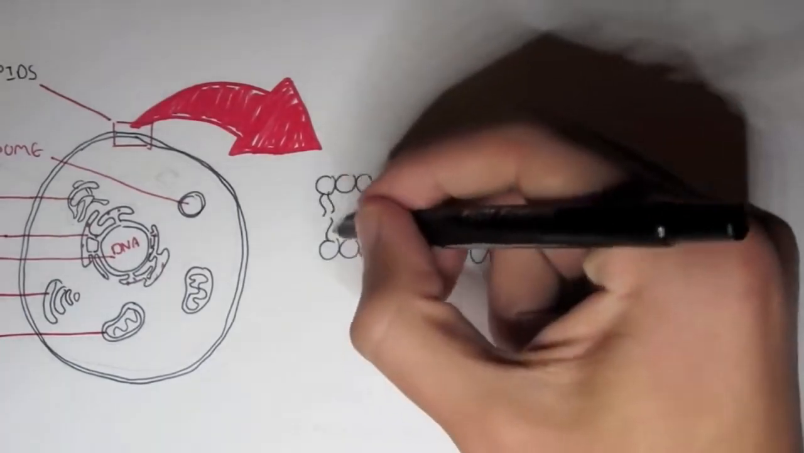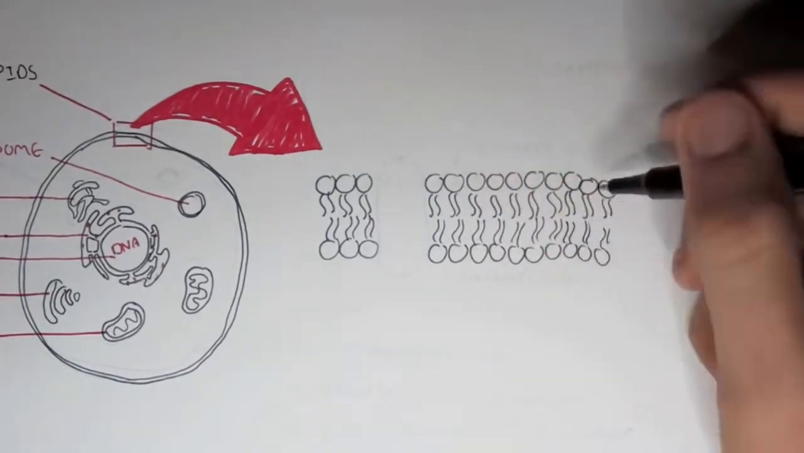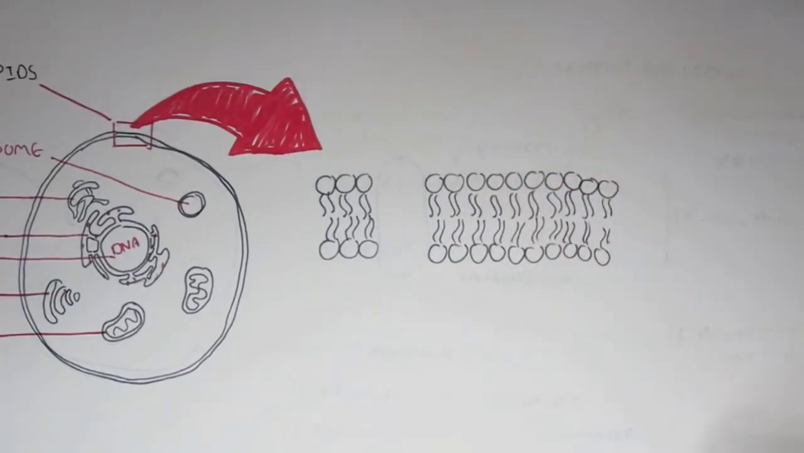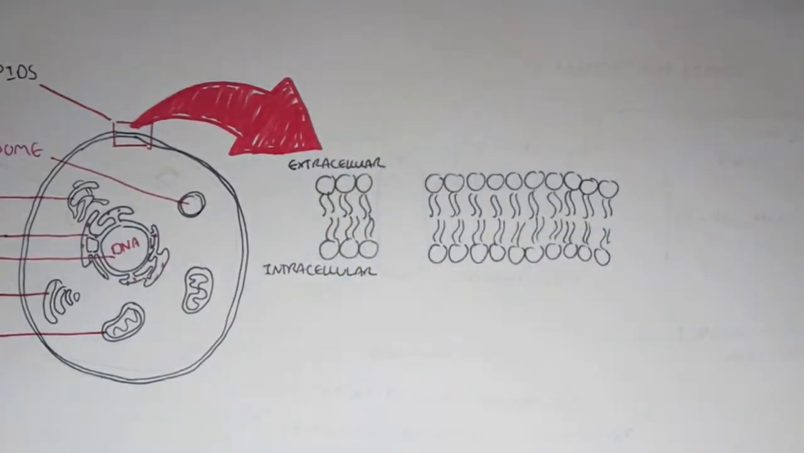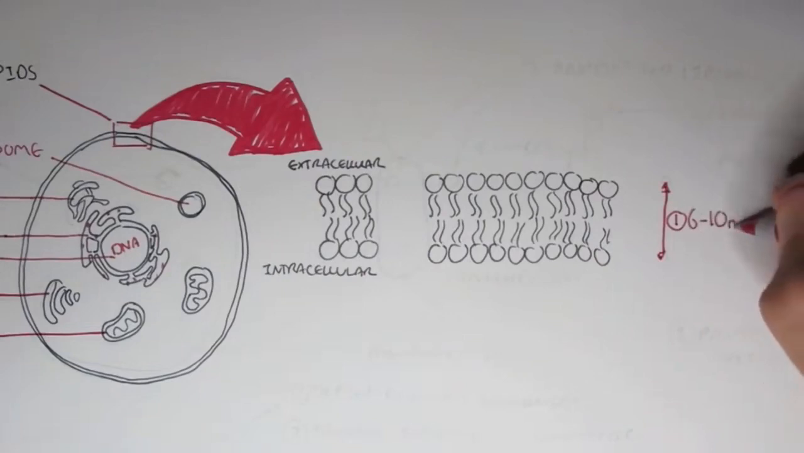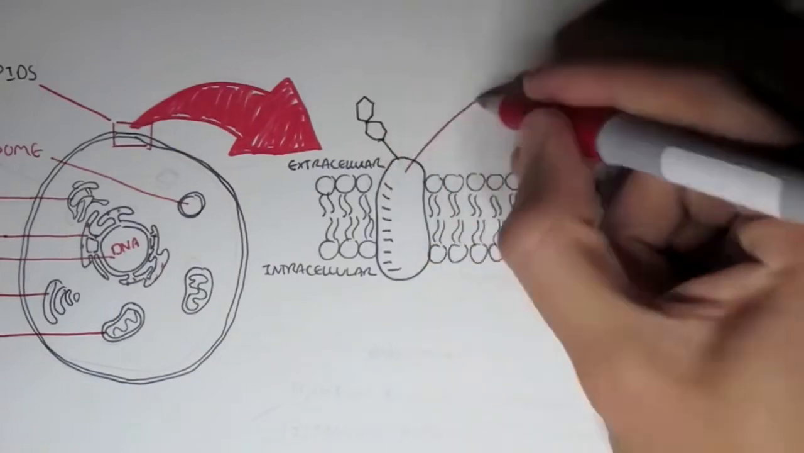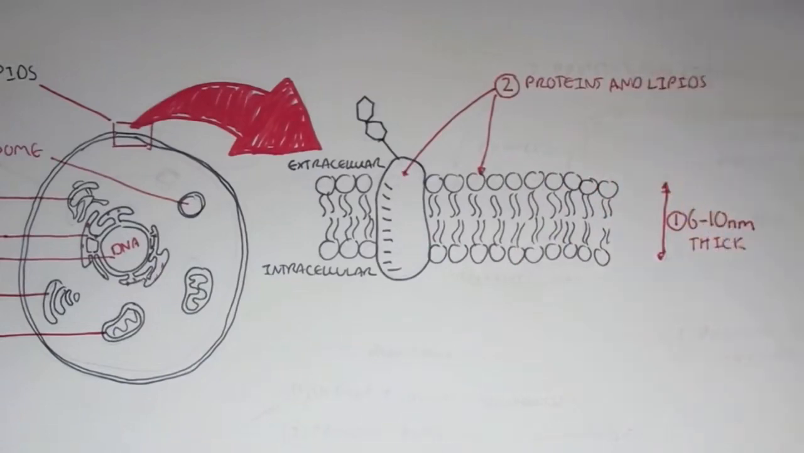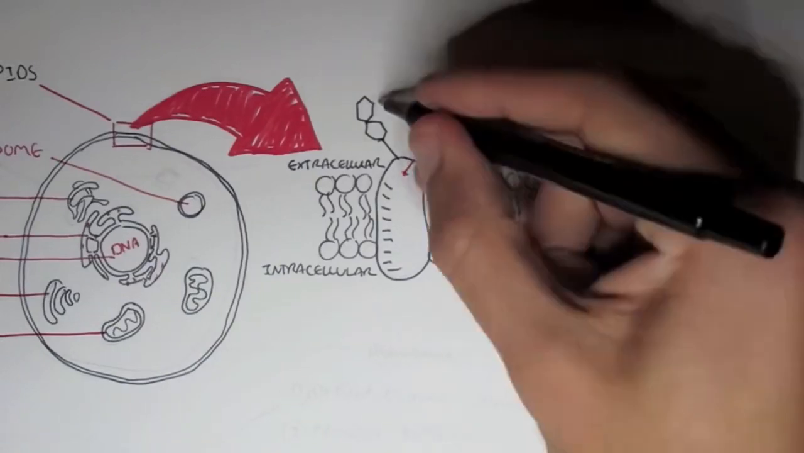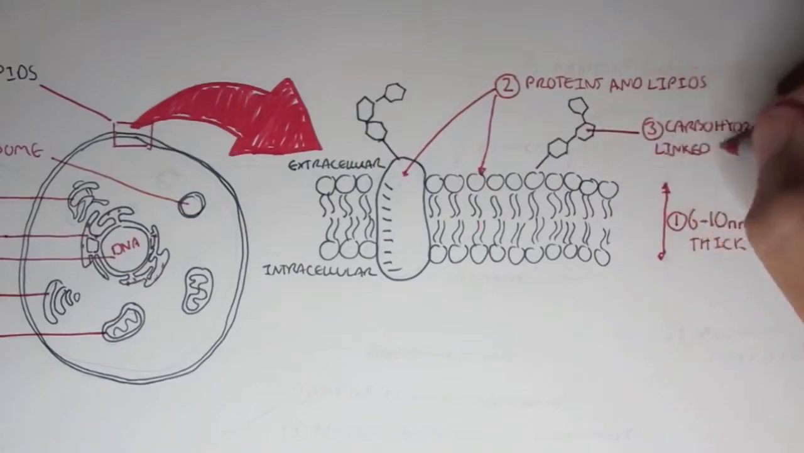So here we have the typical cell membrane. We have the extracellular fluid, the outside of the cell, and we have the intracellular fluid, the inside, the cytoplasm. Now a typical cell membrane is about 6 to 10 nanometers thick. A typical cell membrane also consists of proteins and lipids. So here's a protein and here's a lipid. And also carbohydrate chains or monosaccharides are linked to the proteins or fats itself.